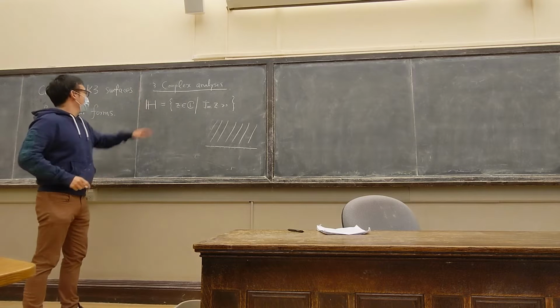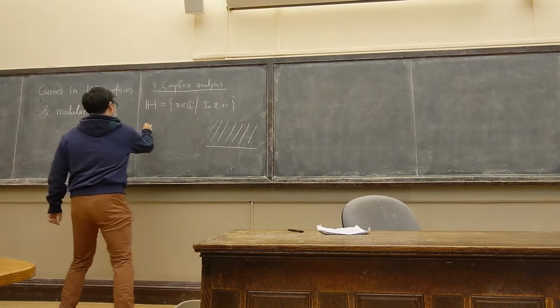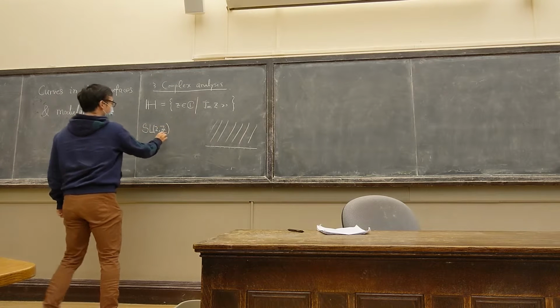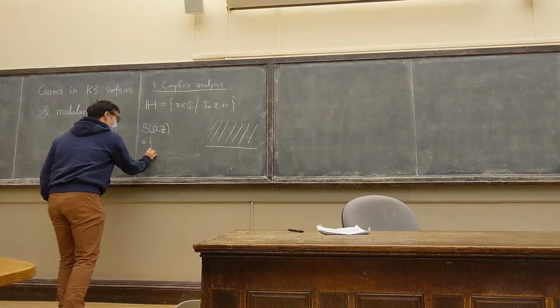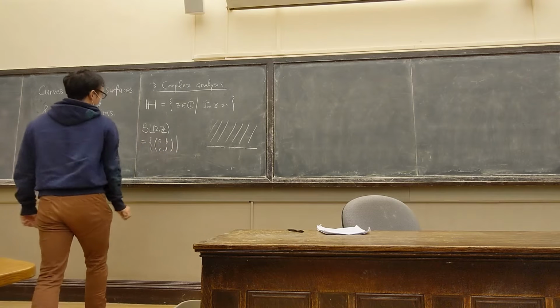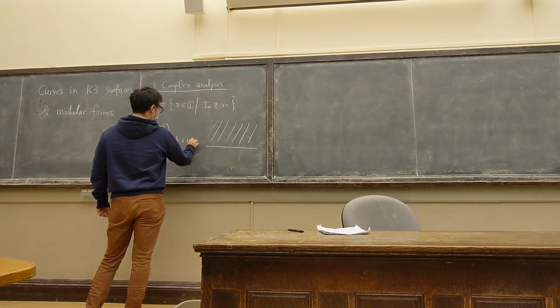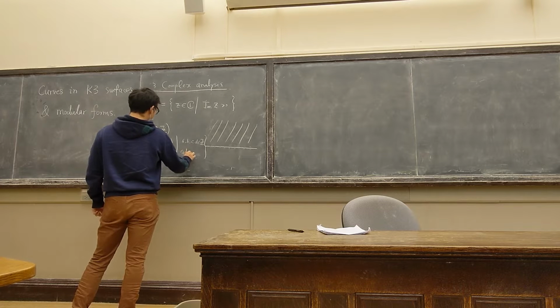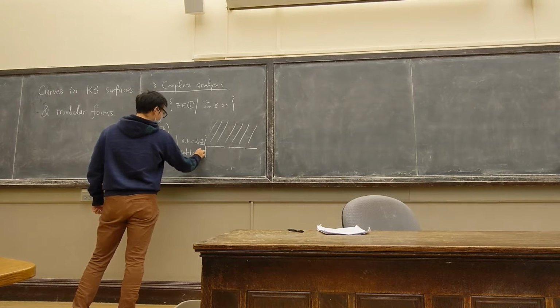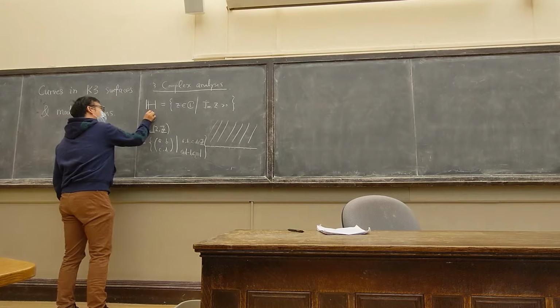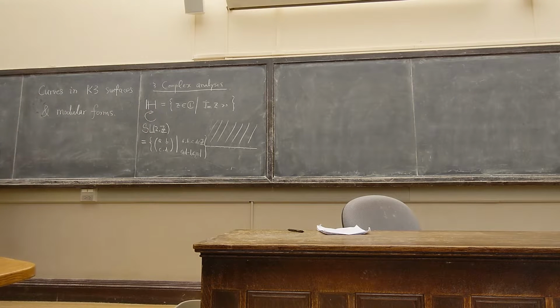So actually this H has a big symmetry given by the group so-called SL2Z. So this is actually the 2x2 matrices with entries A, B, C, D, satisfying, first, A, B, C, D are integers, and the determinant, namely A times D minus B times C, is equal to 1.